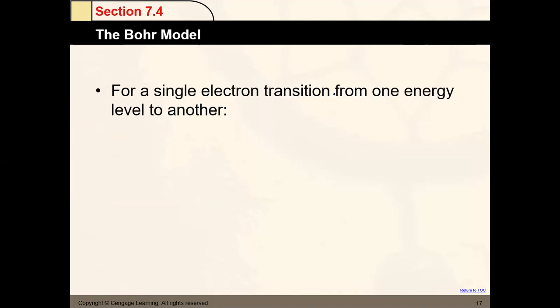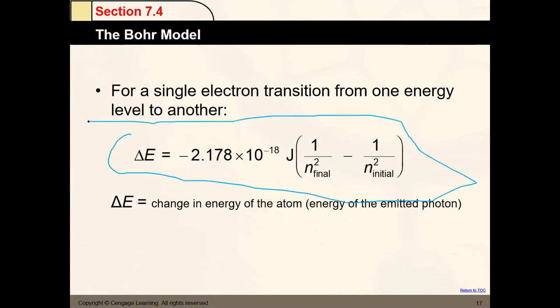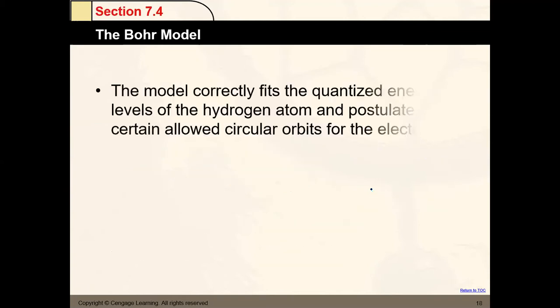For a single electron transition from one energy level, this is one of the formulas, right? Since Niels Bohr was studying the electron transitions for hydrogen, he used this formula, delta E is equal to, this is a formula that we need for energy level transitions. This one is the Rydberg constant, another scientist. And then this is the energy level final versus the energy level initial. So with this formula, you can determine how much energy you need to transition from energy level 1 to 3, let's say, or from 5 to 2. So we will do an example.